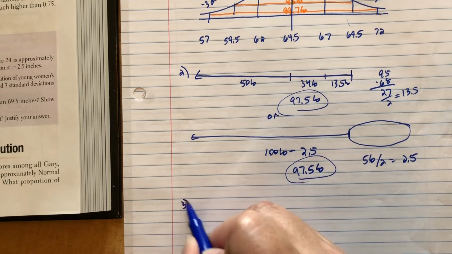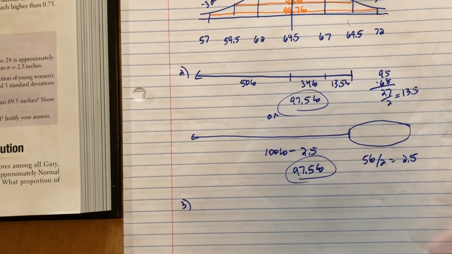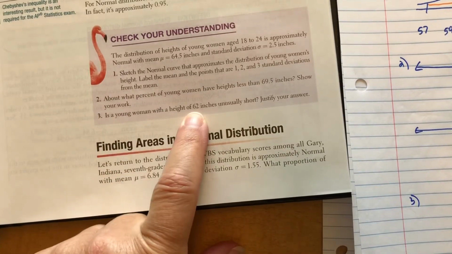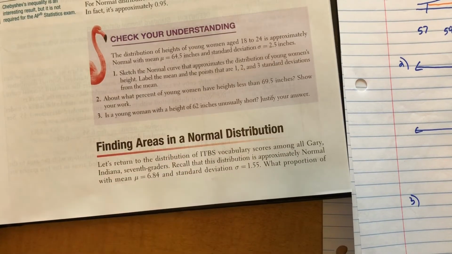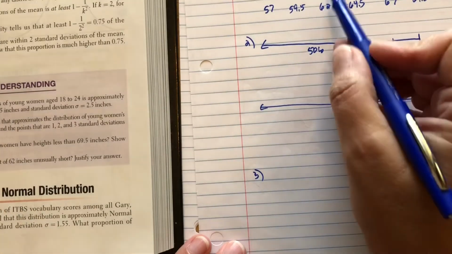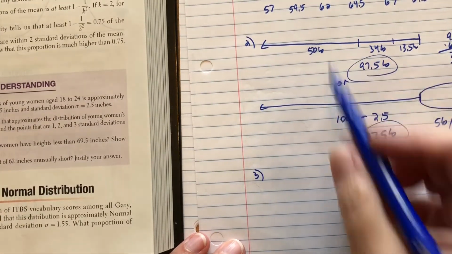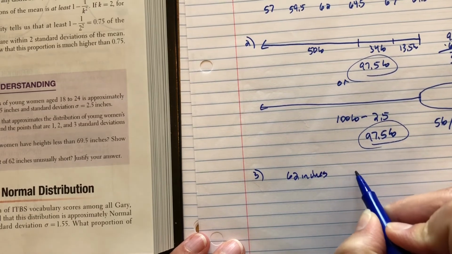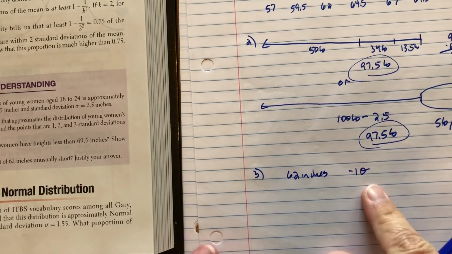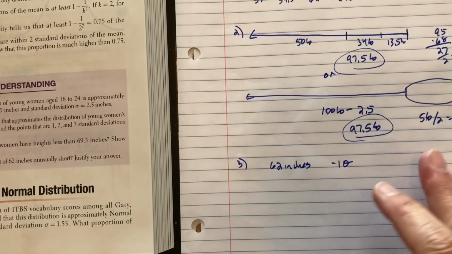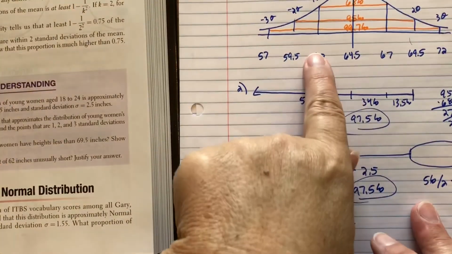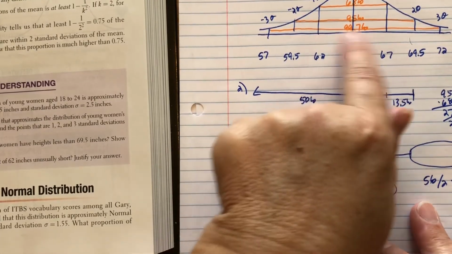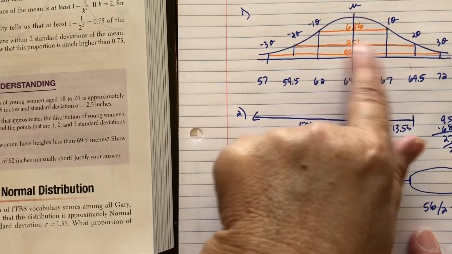All right, last one, number 3. Is a young woman with a height of 62 inches unusually short? Okay, here's 62 inches, right? So 62 inches is just one standard deviation below the mean, okay? One standard deviation below the mean isn't all that unusual, okay? Because remember, 68% of the data falls within one standard deviation.